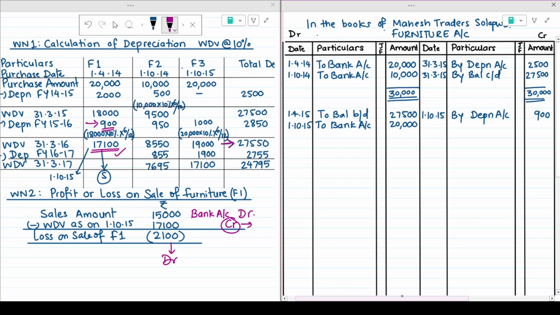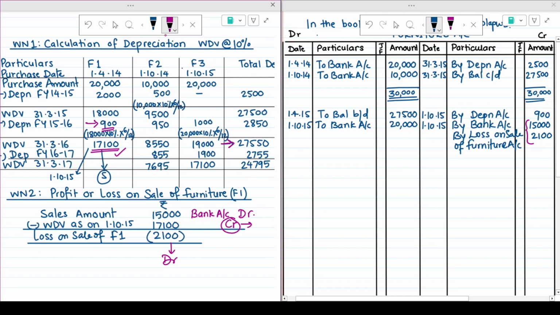we want to credit the furniture account with 17,100 on 1st October 15 by bank account. We have received 15,000 in bank, and by loss on sale of asset, furniture account, the loss is 2,100. So the total amount 15,000 plus 2,100, the asset of 17,100 is going out of business. Correct? So the sale entry is done, and now what is remaining?